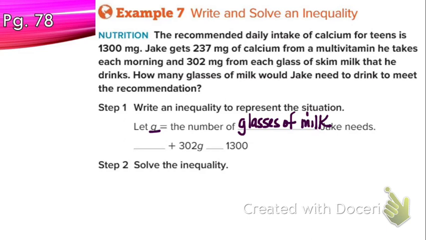So what we're doing is writing our inequality. So 237 plus 302 per glass. And he wants to get at least 1,300. So that has to be greater than or equal to 1,300. So go ahead and solve this for G.